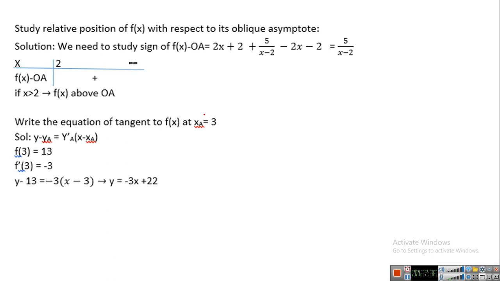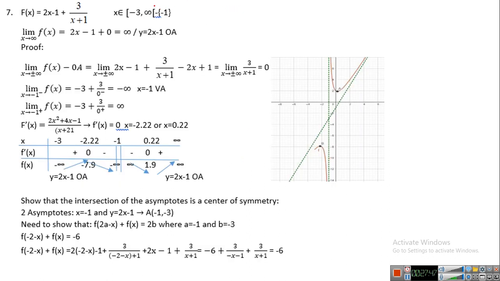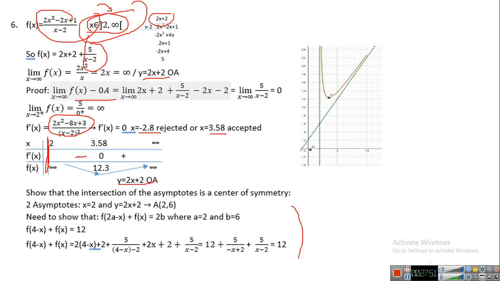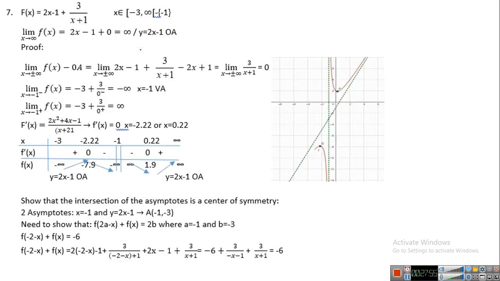Something easy. Relative position, same story. Equation of tangent, same story. Here I have it from -3 closed. What does it mean, the difference between this one and that one? Here it's open. It means the denominator is 0. It's impossible. Here it's closed. It means I don't do limit. The point is accepted. The impossible is -1 only. So I do f of -3, not more. F of -3. Okay, because it is closed.